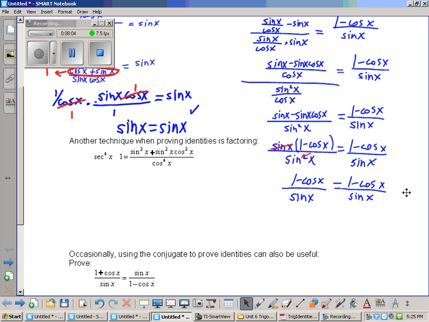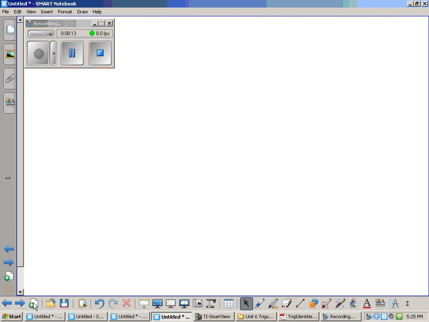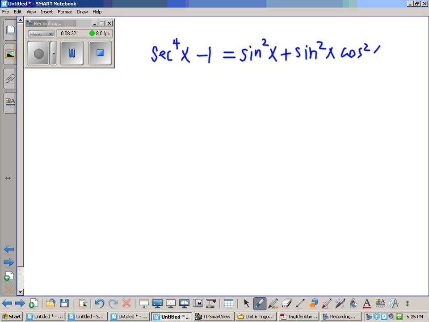All right, another technique we can use is factoring. I'm actually going to go to another page for this because it seems like I'm running out of room here. So with factoring, we want to show that secant x raised to the fourth minus 1 is the same as sine squared x plus sine squared x cosine squared x over cosine of x raised to the fourth power. You can say cosine to the fourth of x, which sounds weird to me, but if you understand it that way, that's fine. Now, I work with the fraction side.